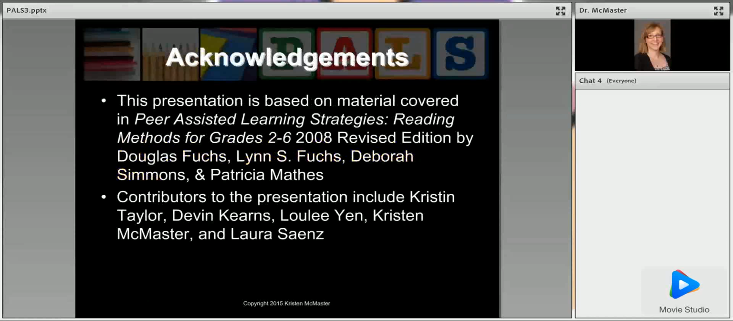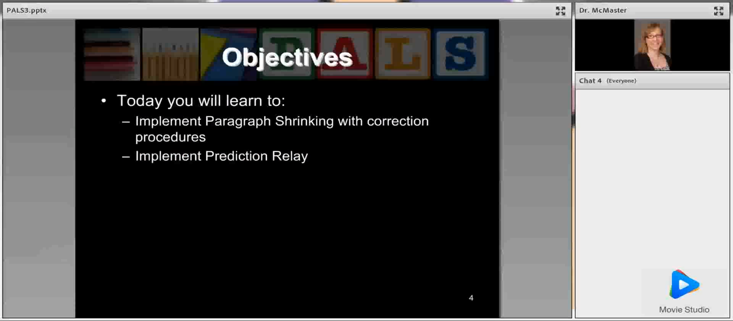Here are the acknowledgments as usual. And our objectives. Today, very simply, you will learn to implement paragraph shrinking with the correction procedures that go with that approach, and prediction relay.